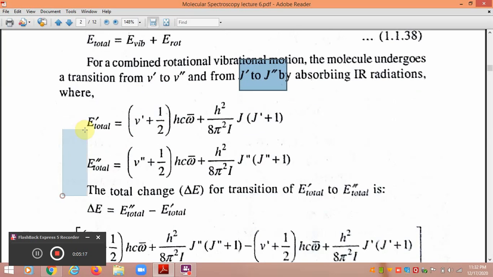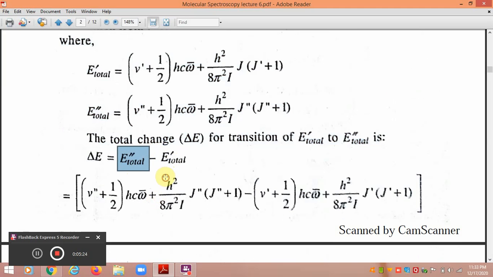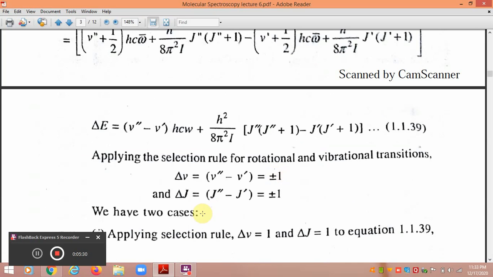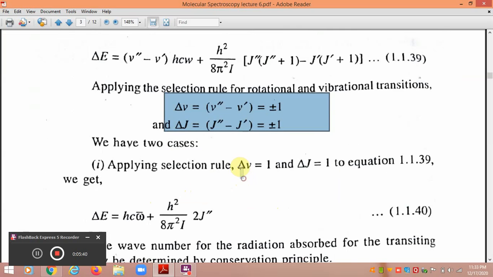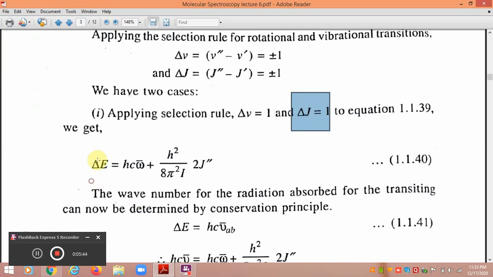These are the equations for this. And definitely delta E is the total energy in the final state minus the total energy in the initial energy level. So by making the simplification of this, definitely we will consider this equation. So there is delta V, the difference between the two energy levels, plus minus 1 and plus minus 2. So applying this condition, if we consider delta V is equal to plus 1 and delta G is equal to plus 1, we will get the energy difference between these two.